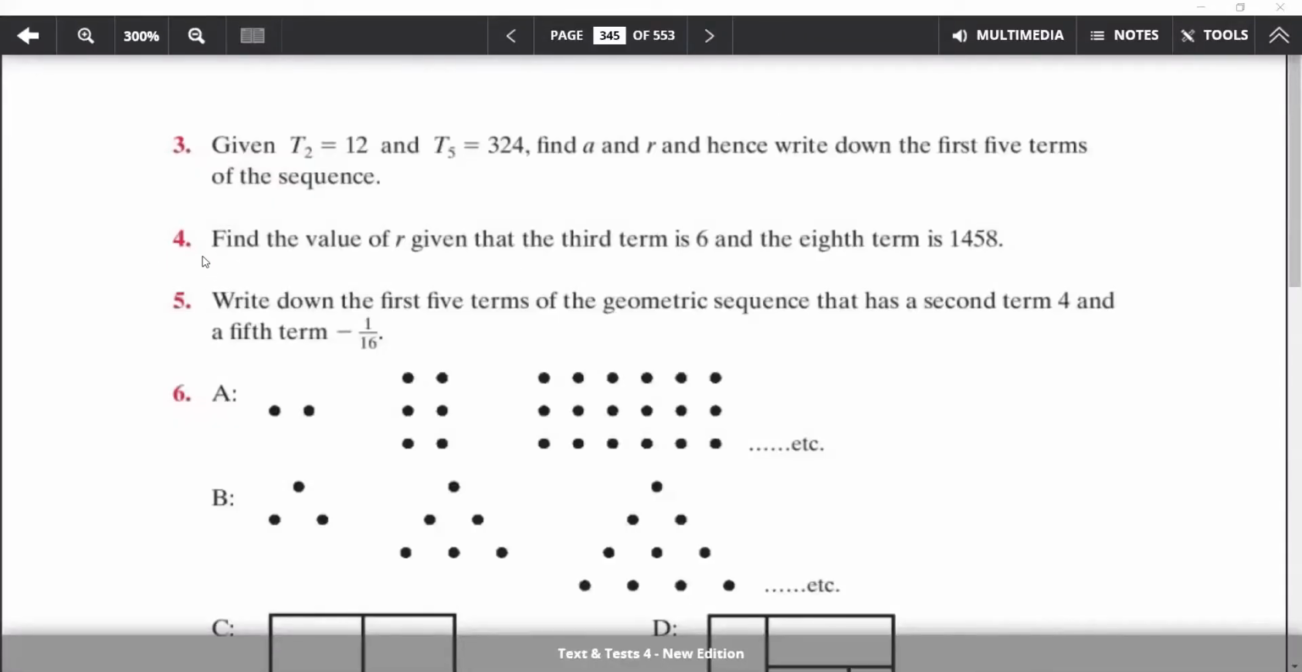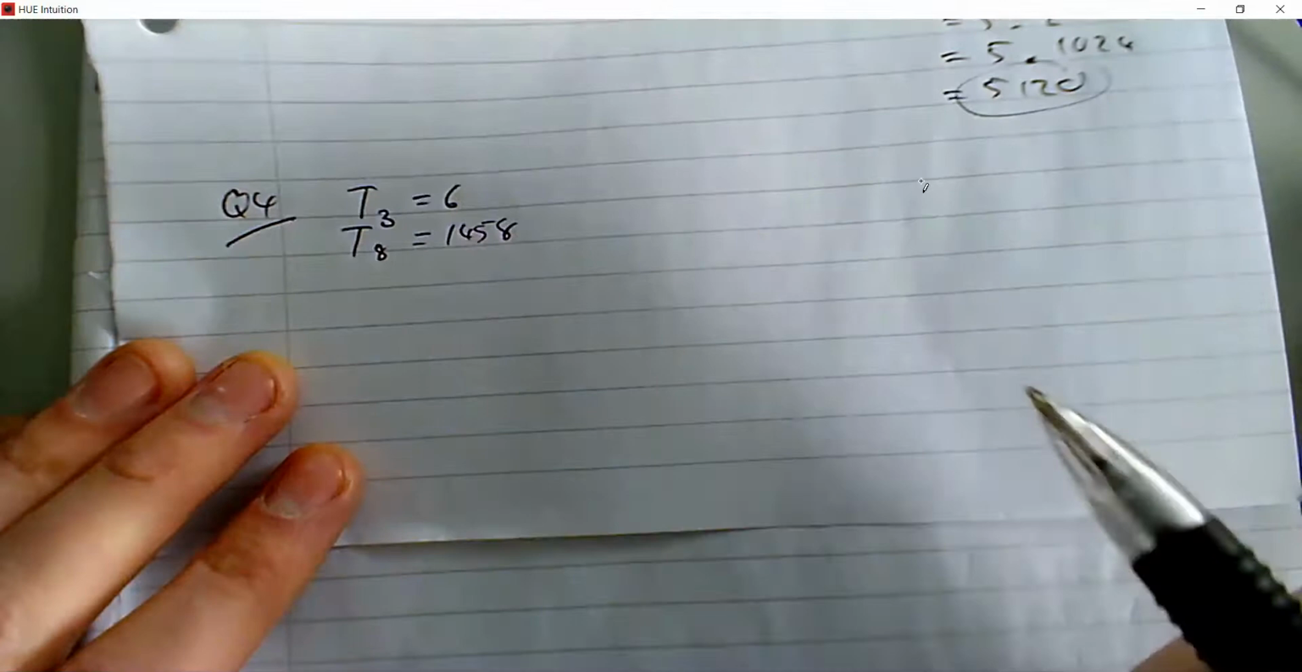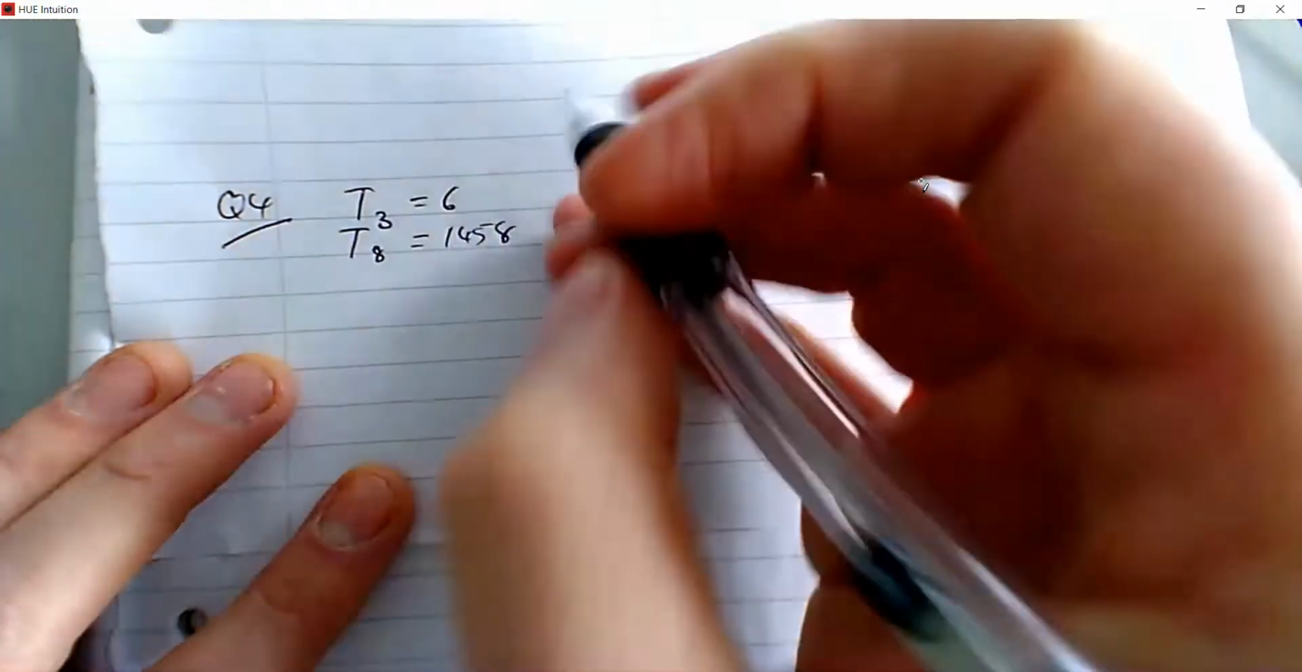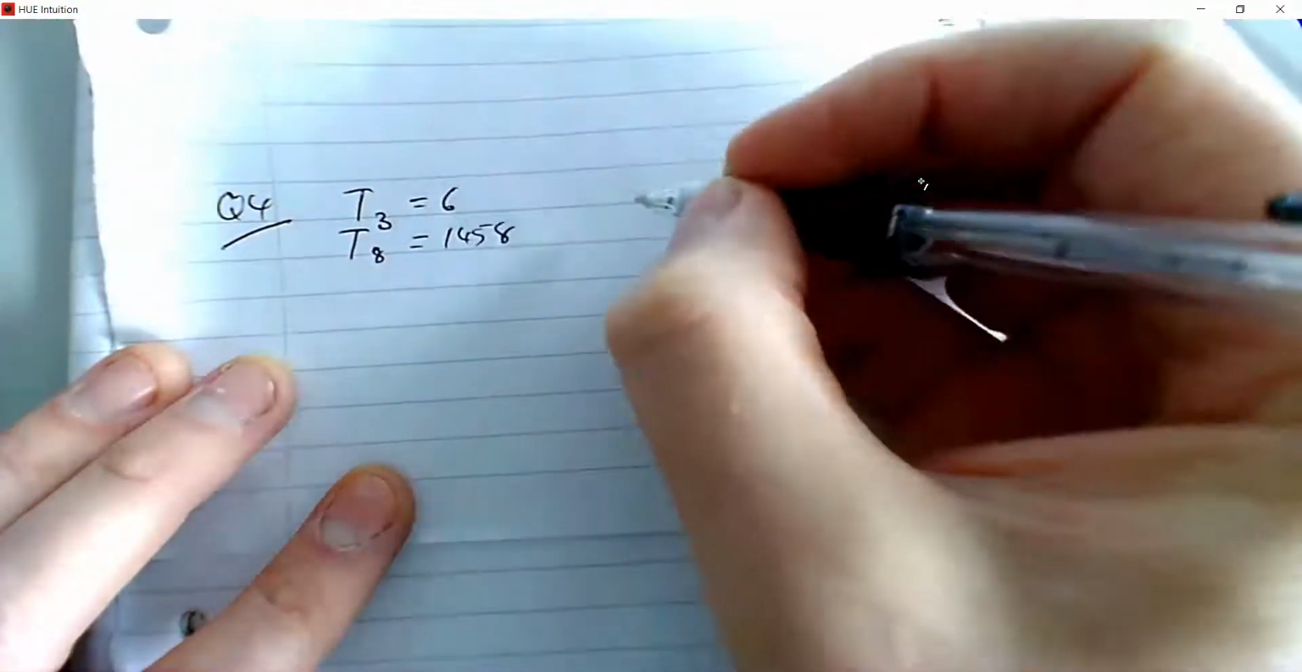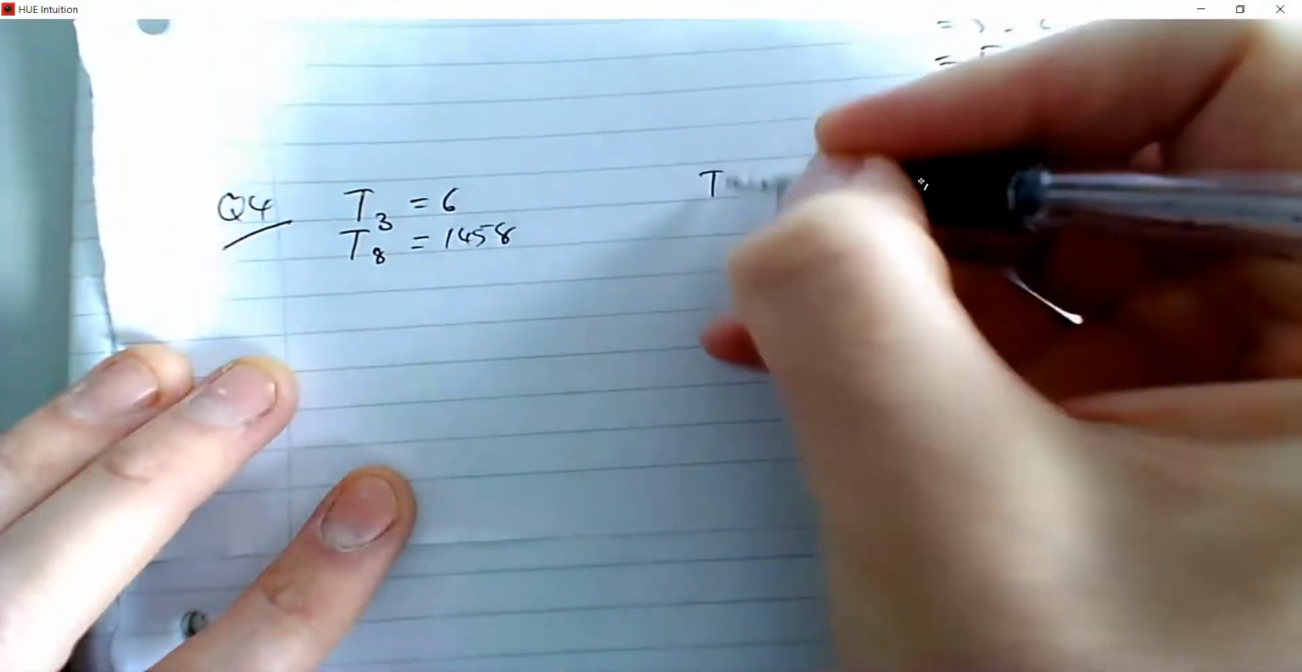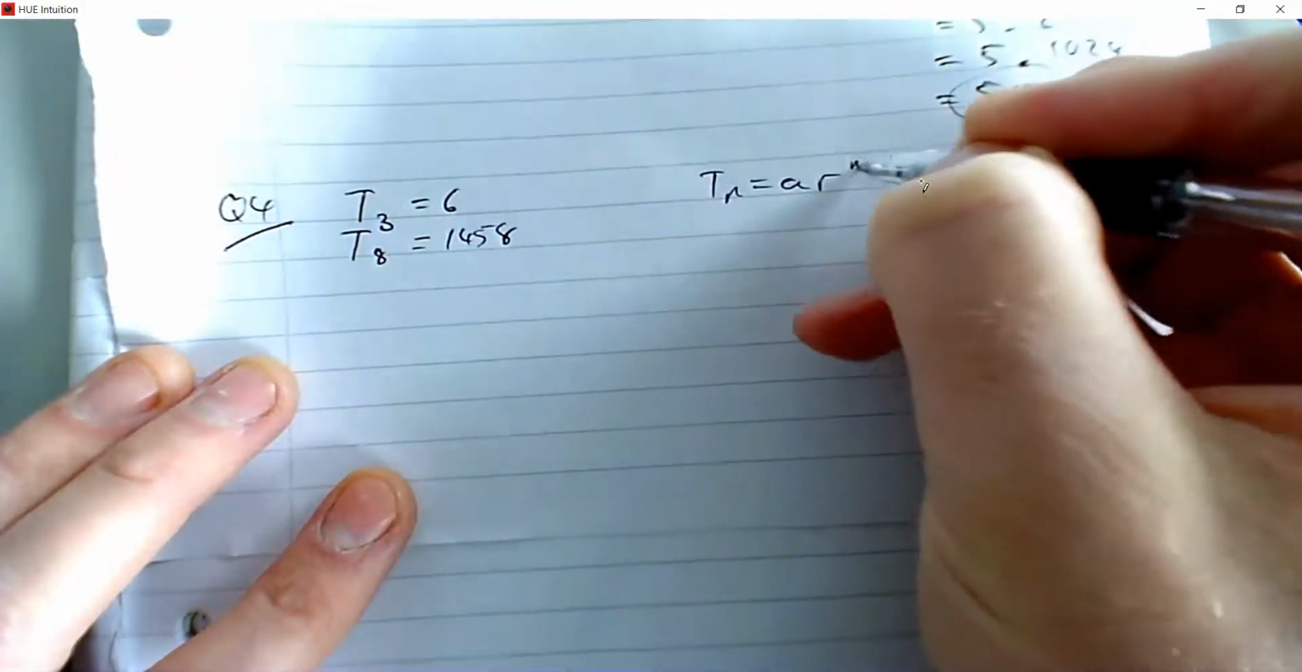Question 4 here we'll have a look at as our last one. Find the value of R given that the third term is 6 and the 8th term is 1458. Now, they should have told us this is a geometric series, but given that it's the section on geometric series, it's probably safe to assume. So we're going to use our general formula that Tn is AR to the n minus 1.